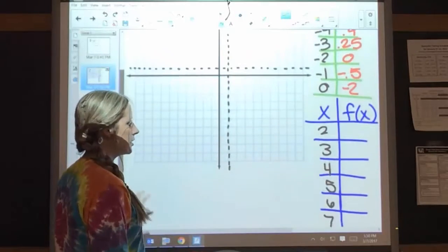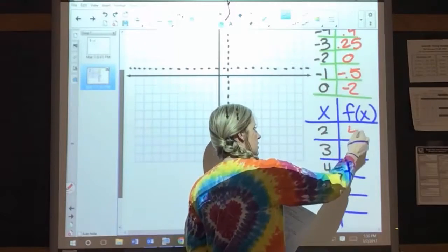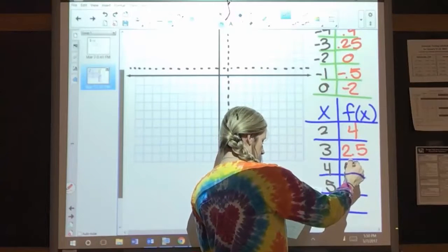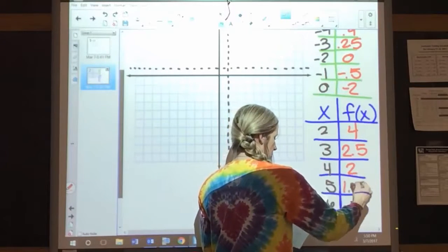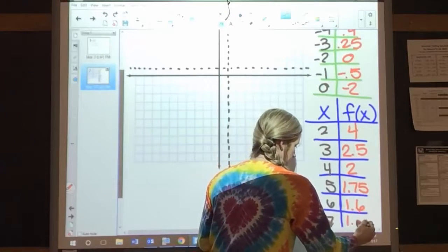For the second table, I'm going to look on my calculator. When x is positive 2, my y is 4, 3, 2.5, 4, 2, 5, 1.75, 1.6, and 1.5.